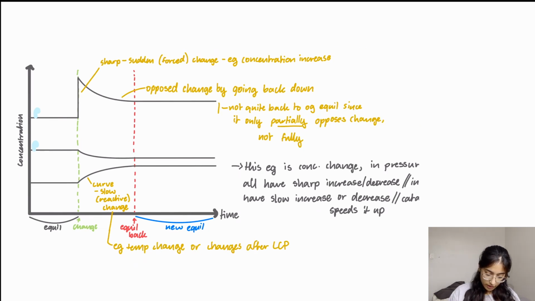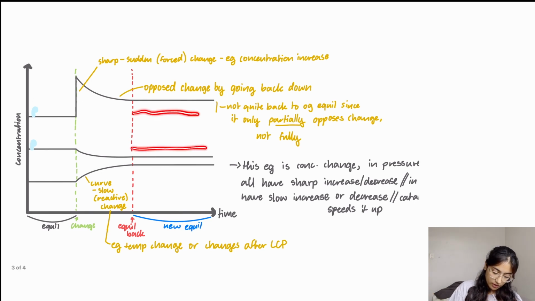Some quick things to note as well is that it's not quite back to the original equilibrium, since remember, LCP only allows systems to partially oppose a change, not fully. If it went all the way back down to the original equilibrium somehow, that would be crazy. It cannot do that, it doesn't know how. But what we will see is that it goes back to a little bit normal, right?